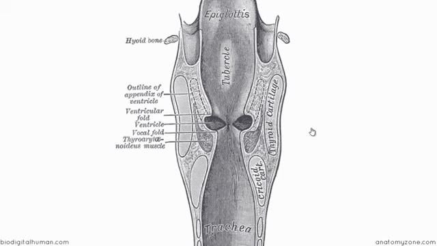So think about how the laryngeal inlet can be opened or closed, how the vestibule can be narrowed, how the middle chamber can be narrowed, and how the vestibular folds and vocal folds can be brought together, so narrowing or expanding the distance between the rima glottidis and the rima vestibuli.